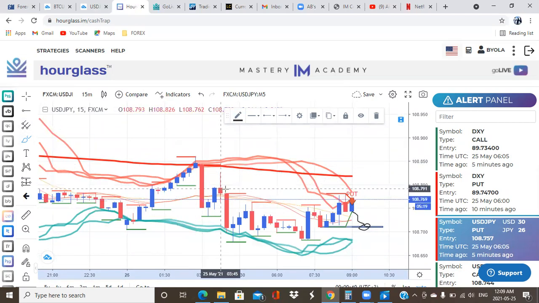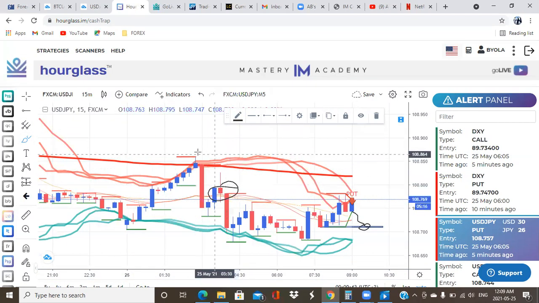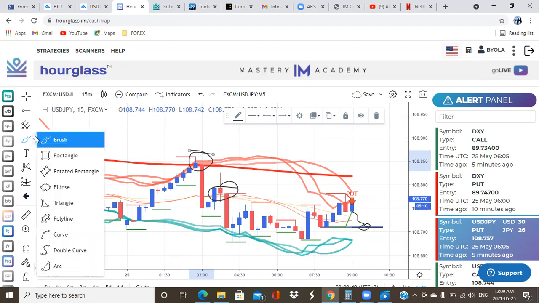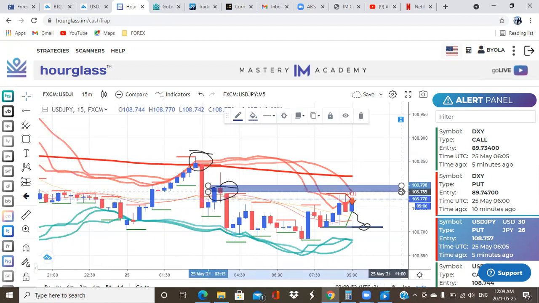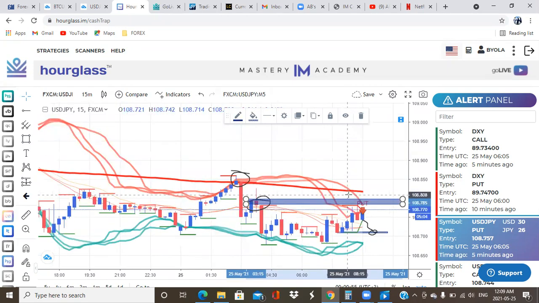Why am I saying that? I'm seeing a bearish engulfing here. I'm seeing another bearish engulfing candle here. These bearish engulfing candles are strong areas, especially on the 15 minutes, where when the market gets there, irrespective of what is happening, it is going to react off of that zone.